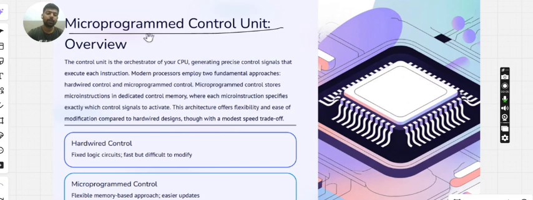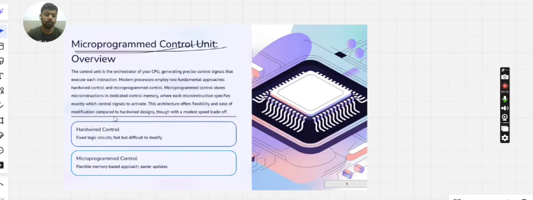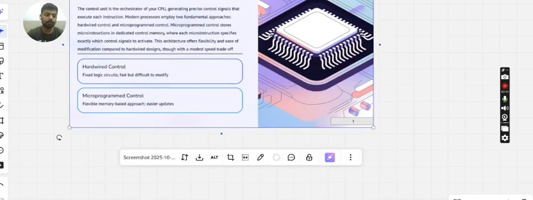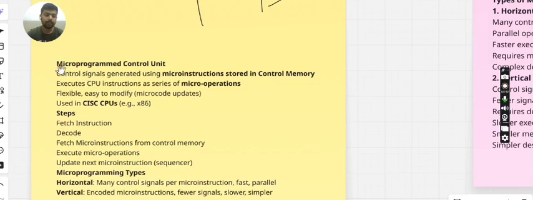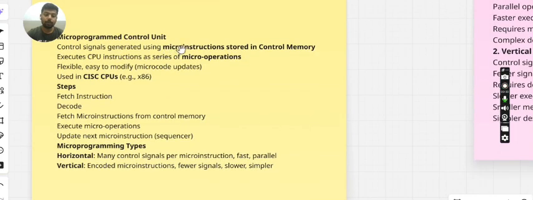On the topic of microprogram control unit. So what is microprogram control unit, you may ask. Microprogram control unit is a control unit inside the CPU that produces some micro instructions that are stored in the control unit to perform some micro operations.